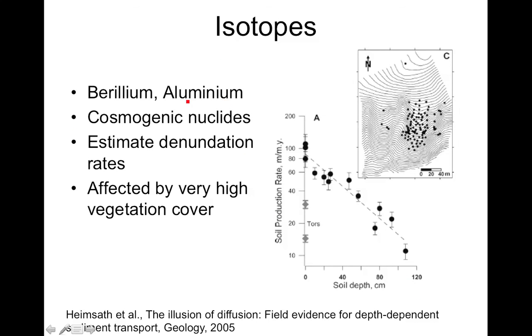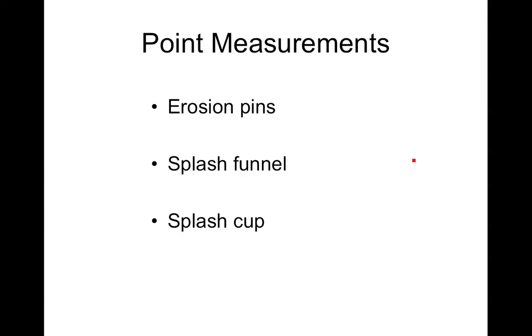There are also isotopes of beryllium, aluminium, and other cosmogenic nuclides, used for estimating denudation rates or soil production rates in soil. And there's a really good paper I recommend you read if you get a chance, by Heimsath, which describes the use of these techniques in estimating soil production rates in soil and hillslopes.